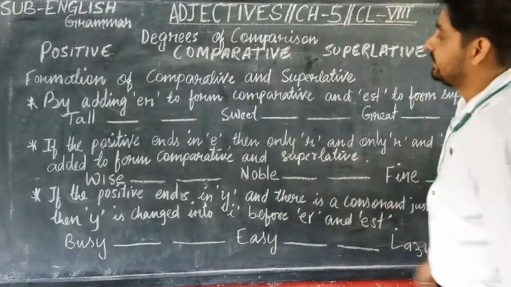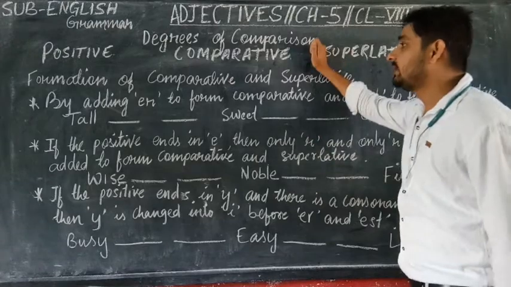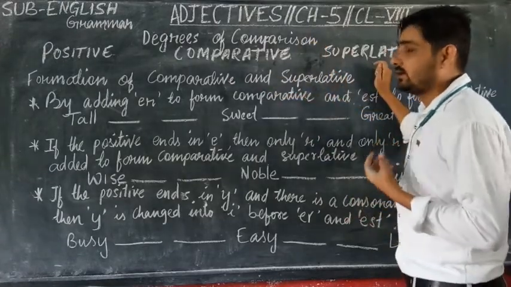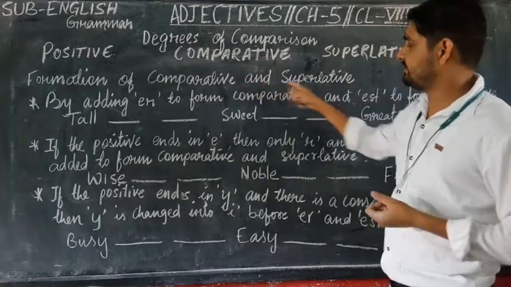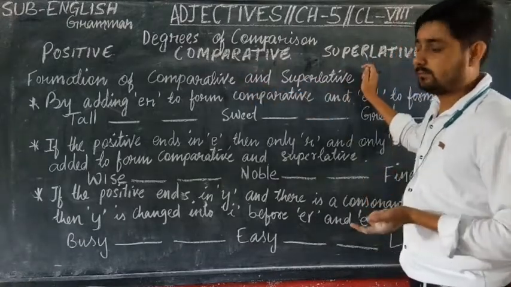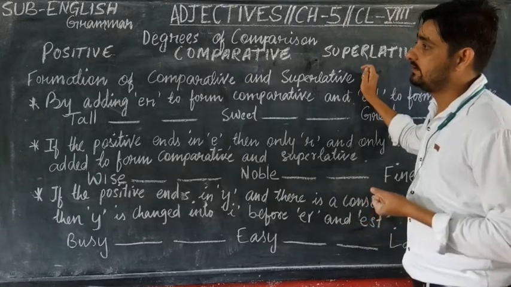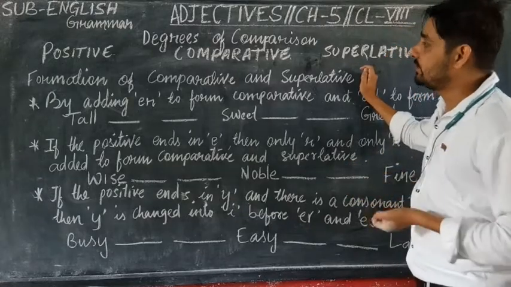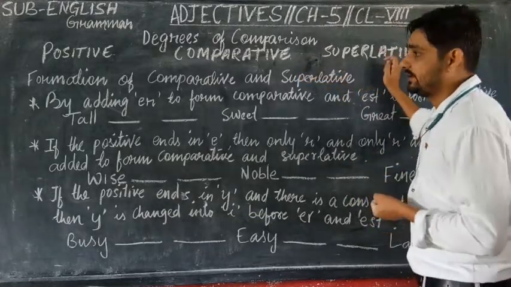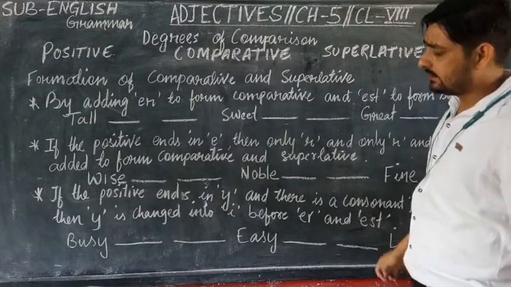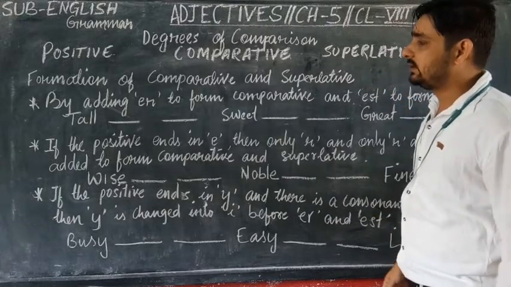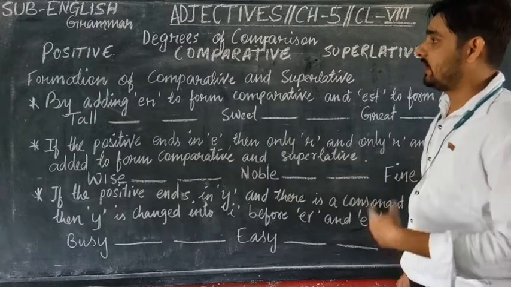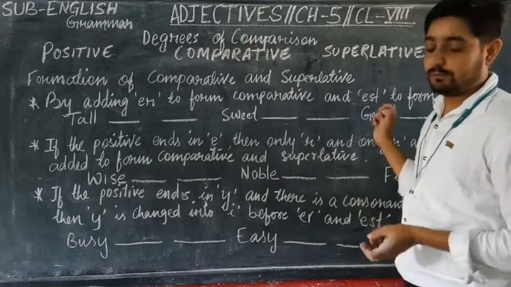So these degrees of comparison we will see here, and we will learn the formation of comparative and superlative, how we can form comparative and superlative degree with the positive. The first degree of comparison, with the help of that only we can form comparative and superlative degree. Today we will learn only 3 points, and in the next class we will see the other points.